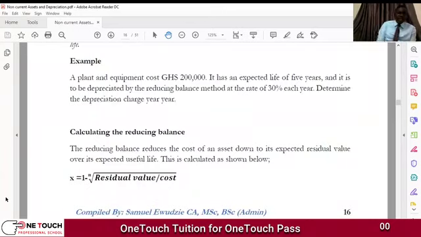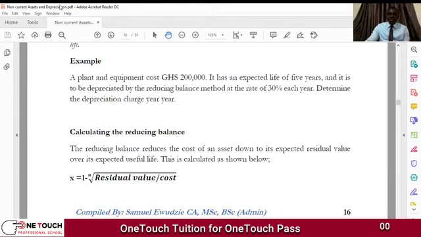A plant and equipment costs 200,000. It has an expected life of 5 years, and it is to be depreciated by the reducing balance method at the rate of 30% each year. Determine the depreciation charge each year.